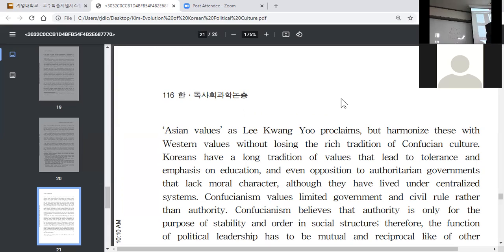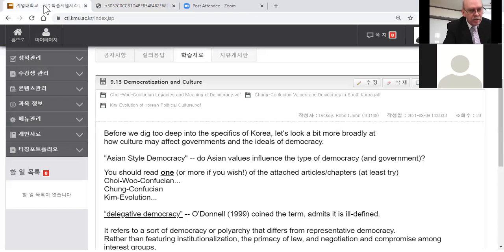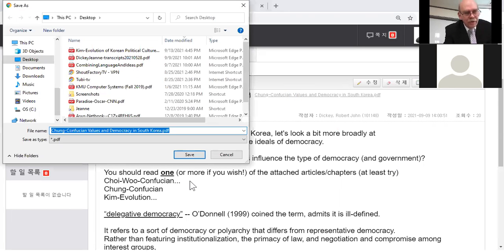The least useful of the three, I thought, was the Eun Jung Che article, which I don't think I can go backwards here. I have to go here. Yeah. The Eun Jung Che article we can do really fast. Confucian Legacies. Did I write the name down? Somehow I got it wrong, but whatever.